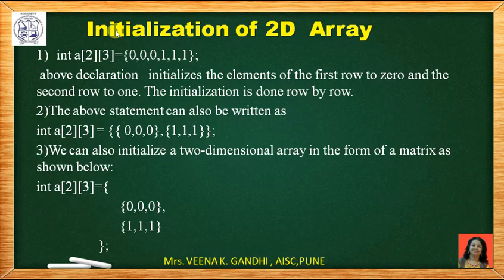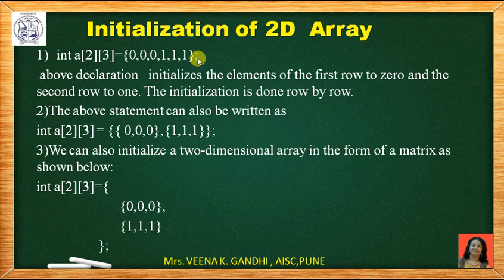So next topic, how to initialize the 2-dimension array. For example, suppose int a with 2 rows and 3 columns can be initialized like this. In curly braces, specify all the 6 values. There are 2 rows and 3 columns, so 2 into 3, 6 values. So 0, 0, 0, 1, 1, 1. These values are initialized row by row. So the first 3 zeros are the first row, and the second row contains 1, 1, 1. So it initializes row by row.